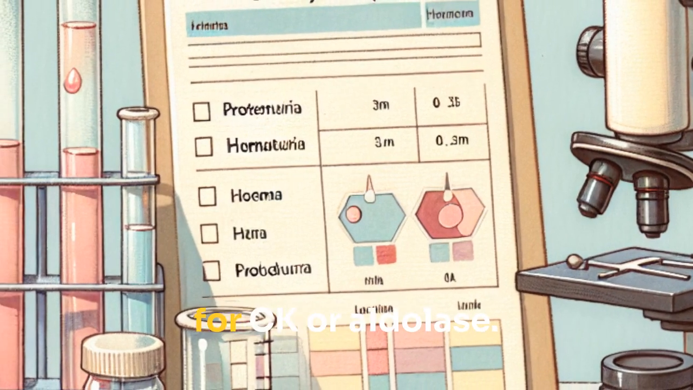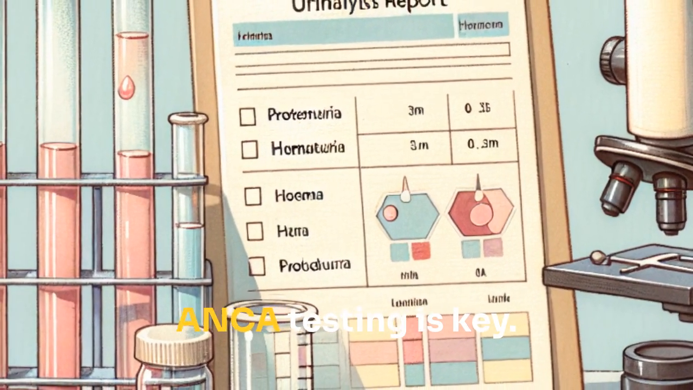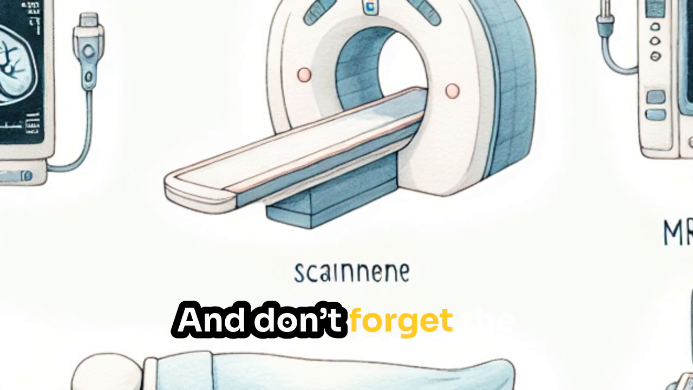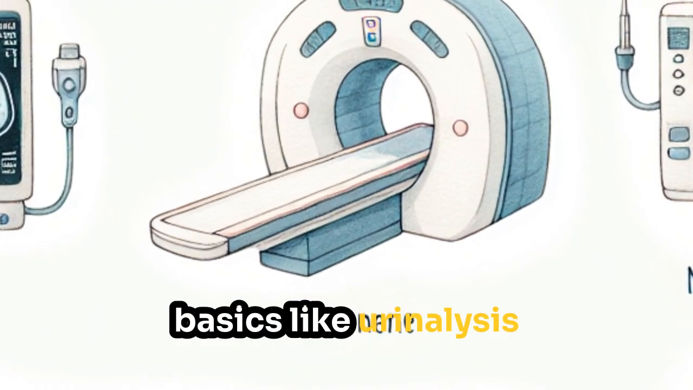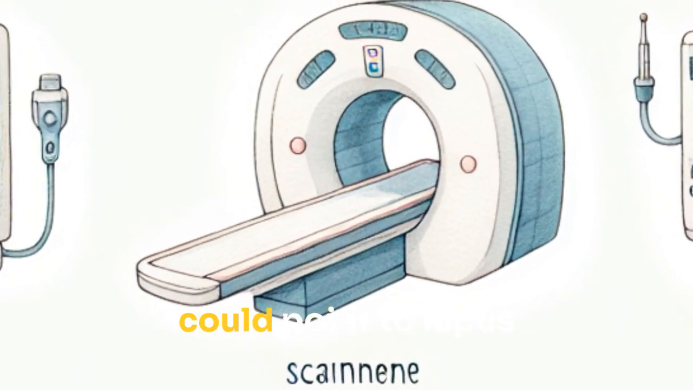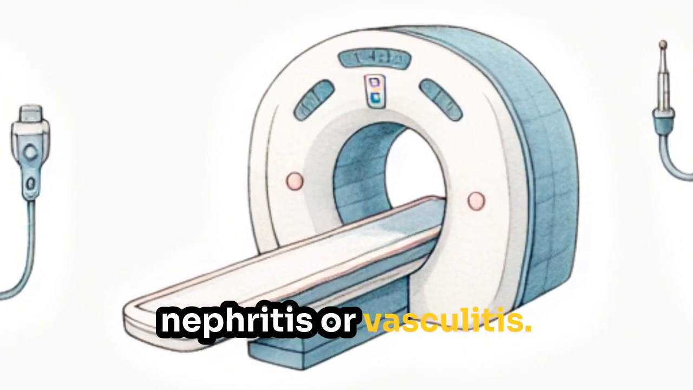For myositis, look for CK or aldolase. For vasculitis, ANCA testing is key. And don't forget the basics like urinalysis. Proteinuria or hematuria could point to lupus nephritis or vasculitis.